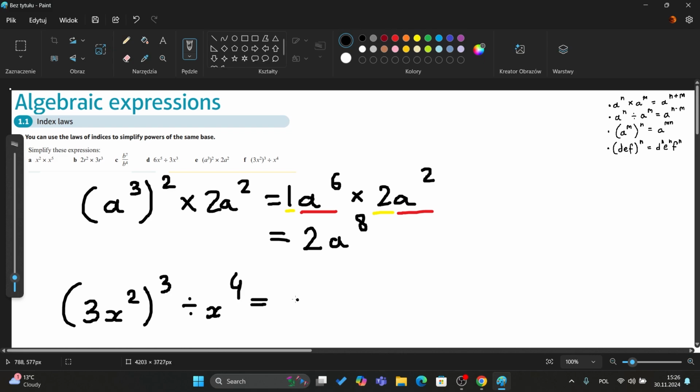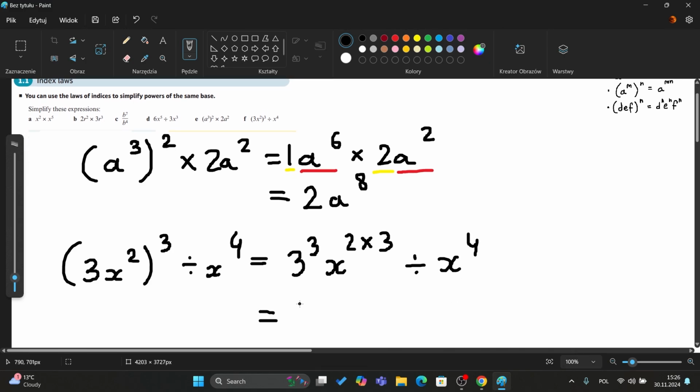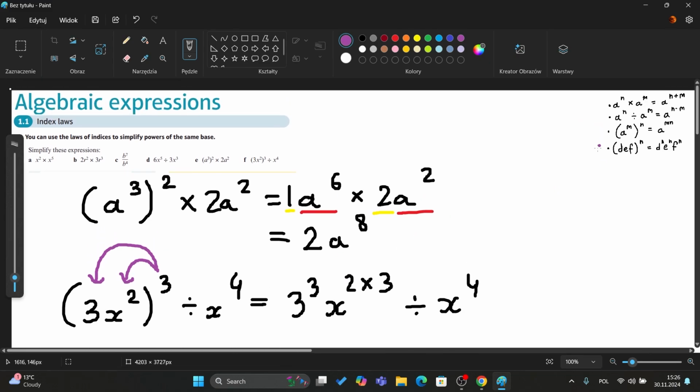We do the brackets first, so that's 3 to the power of 3 and x to the power of 2 multiplied by 3. We divide that by x to the power of 4. What happens here is we multiply each term by the power of 3, and we use the third rule and the fourth rule, which are here.